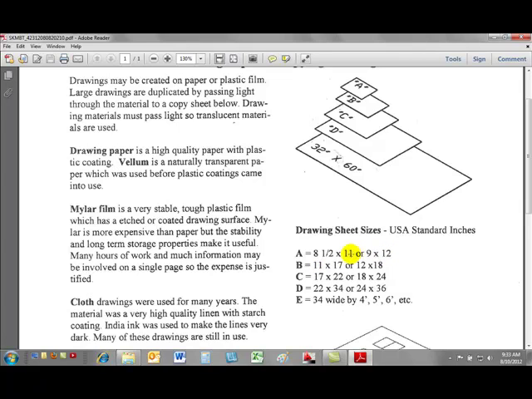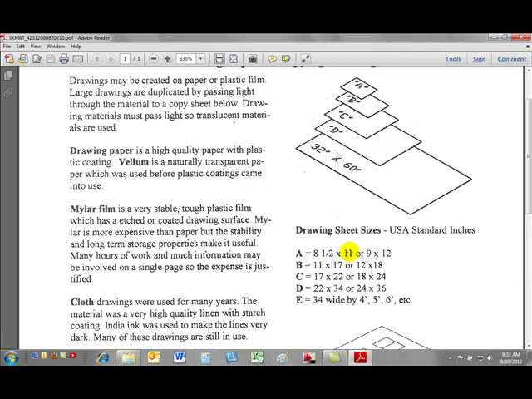So 8.5 by 11 is an A size. B size is 11 by 17. C size is 17 by 22. D is 22 by 34. And then the E is 34 by 48 as a rule. I'm not familiar with it being an E size in the American National Standards and being 5 foot or 6 foot long. That would be another classification. So these are American National Standard sizes right through here, A through E.